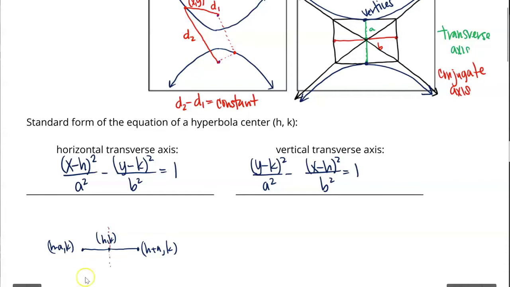So if we added b to k, this would be h comma k plus b. And the one down here would be h comma k minus b. These are not on the hyperbola, but they help me draw the little rectangle. And then the asymptotes go through the corners.